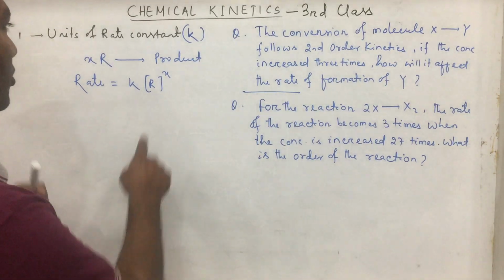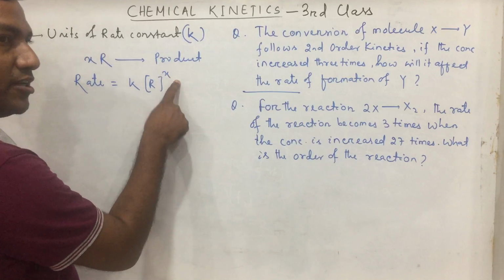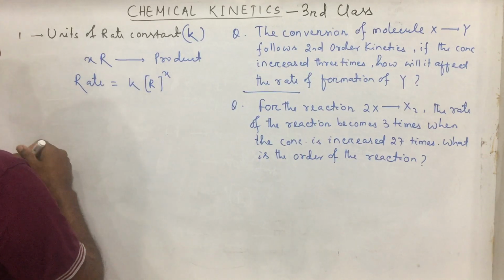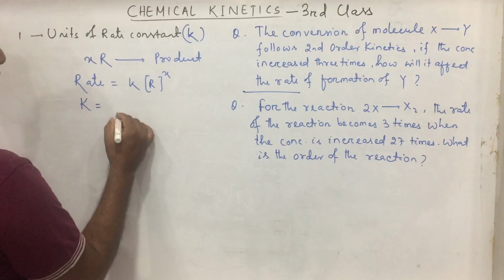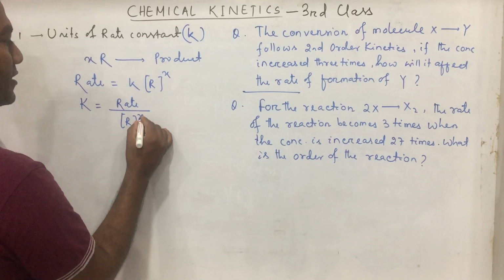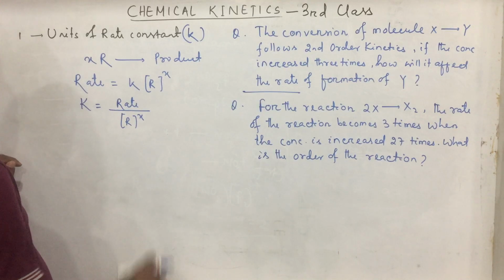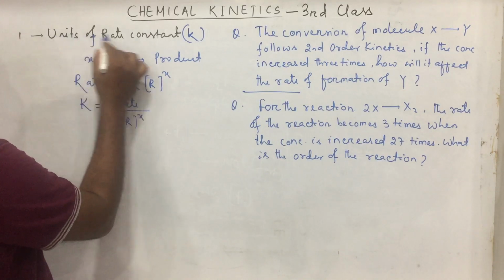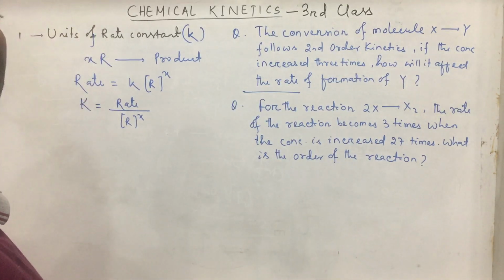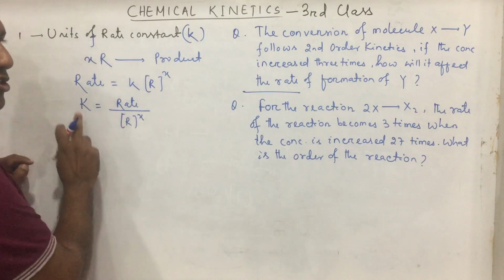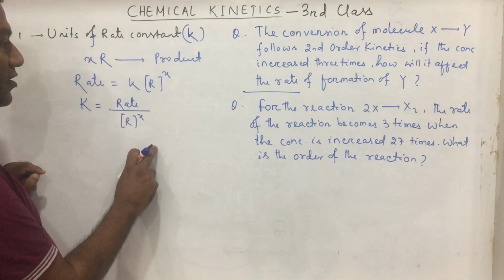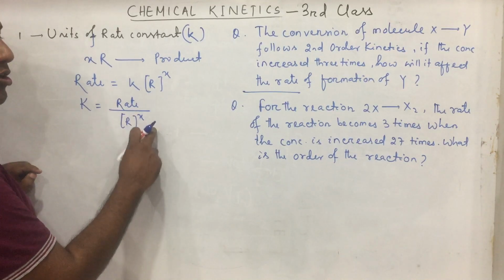Clear? So we have read that this order of the reaction may be positive, negative, zero, or fraction. Clear? So here k equals rate divided by R to the power x. Okay. So our heading is units of rate constant, meaning what are the different units of k. Earlier we have read that k value does not depend on the concentration of R. So k value always depends on the power, which is known as the order of the reaction.